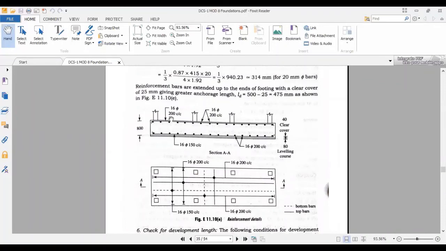This overall depth, this is 800. Leveling course again 80 mm, clear cover of 40 mm. This bar is 16 mm dia bars, these ones which are placed at spacing of 200 mm center to center. This is 16 mm dia bars placed at 150 mm center to center spacing. And these are the similar bars. And this one is similar to this one, but with 200 mm center to center spacing.